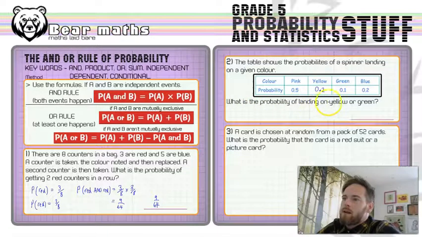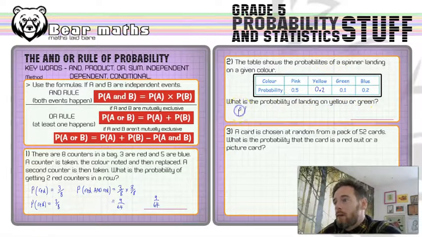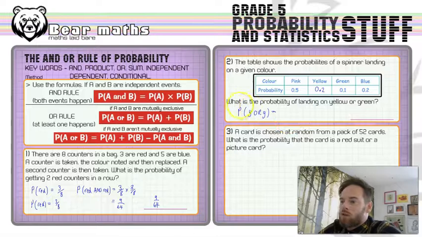So what's the probability of landing on yellow or green? Yellow or green, add them together, right? So probability, we'll put yellow or green in my bracket there. This is just notation for probability. It's not the most important thing in the world. You don't have to write it, but it's quite nice to add them up.